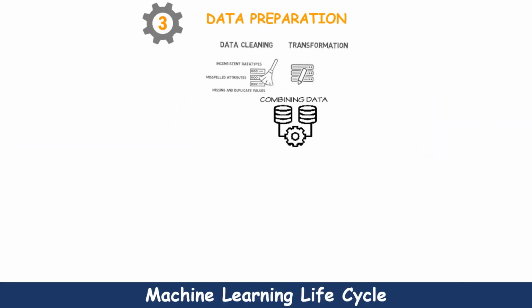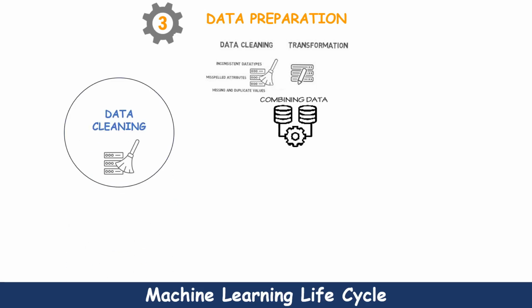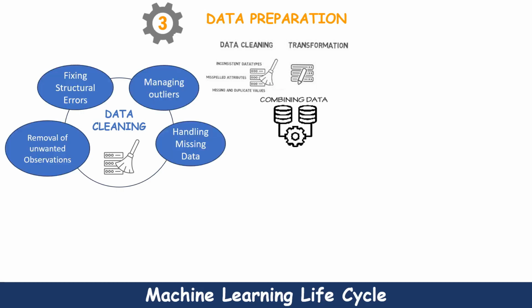The third step is data preparation. It includes three important tasks: data cleaning, data transformation, and combining the data. So let's understand the task of data cleaning. Whenever we collect data, usually it is raw data containing almost all the attributes that can be extracted in the process. However, raw data has several problems, and that is the reason why we need to clean the data. This process involves removal of unwanted observations, fixing structural errors, managing or removing the outliers, and handling missing data by imputing the values appropriately and analyzing wrong labeled data.